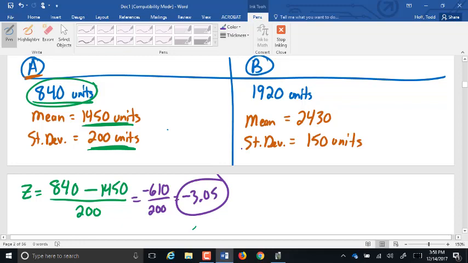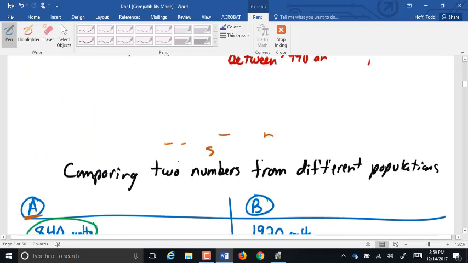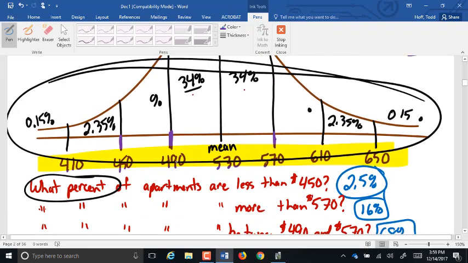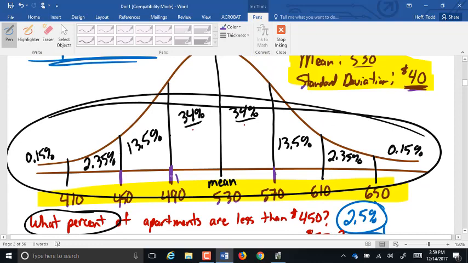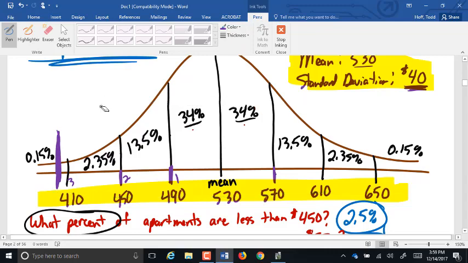So the negative means that this number is below average. The 3.05 means it's 3.05 standard deviations below the average. If we were going back up this bell curve, remember this is 1, 2, 3 standard deviations. Their production is out here beyond the 3 standard deviations below the average.